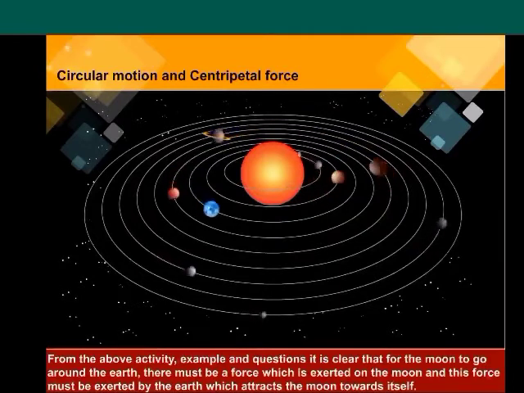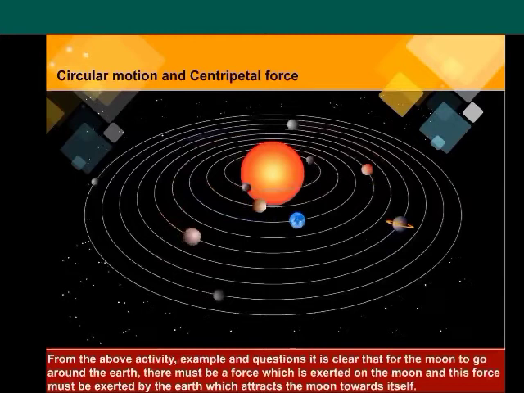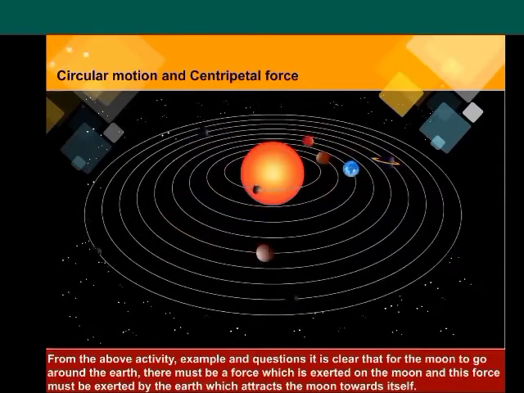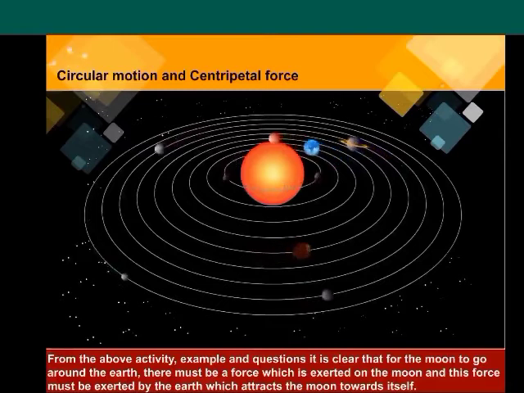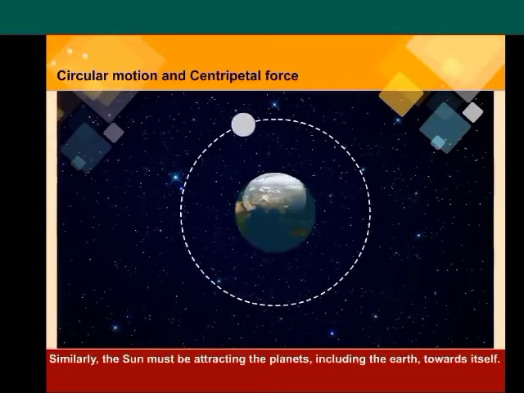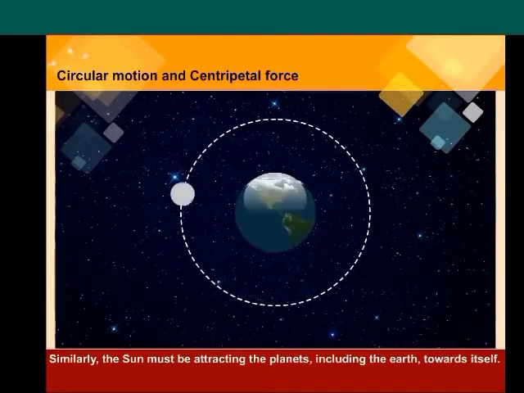From the above activity, example and questions, it is clear that for the moon to go around the earth, there must be a force which is exerted on the moon. And this force must be exerted by the earth, which attracts the moon towards itself. Similarly, the Sun must be attracting the planets, including the earth, towards itself.